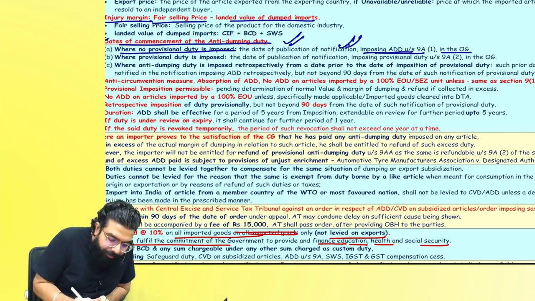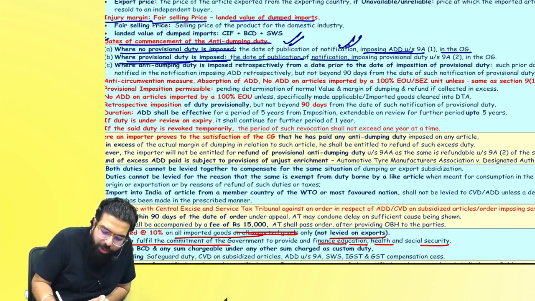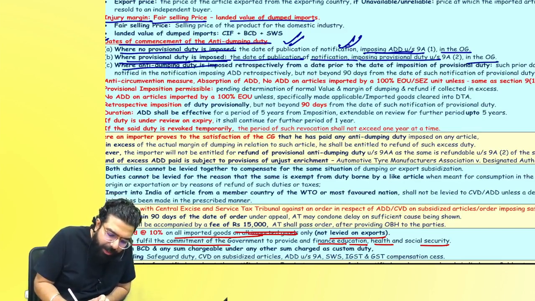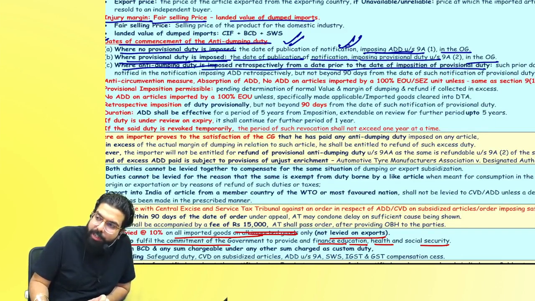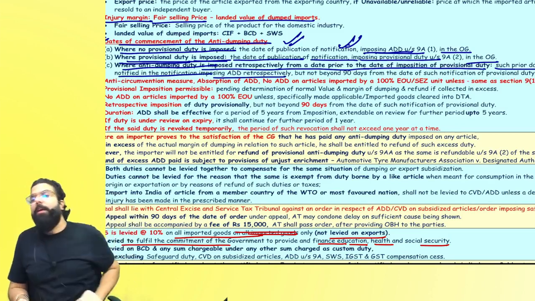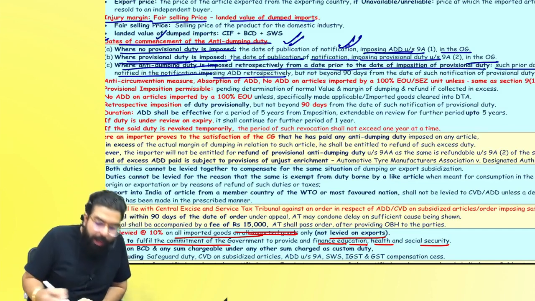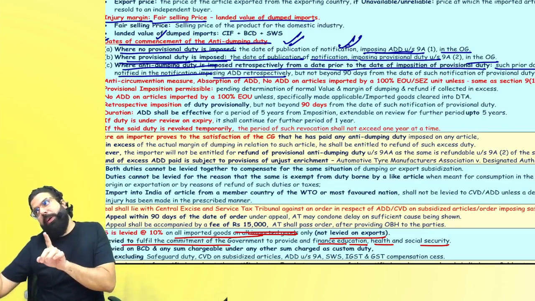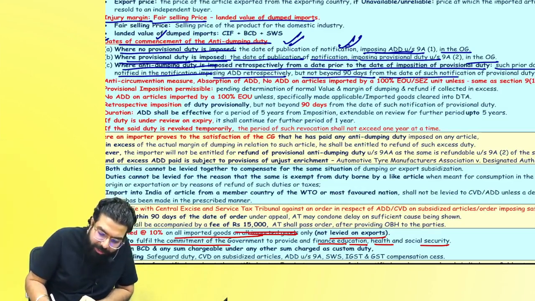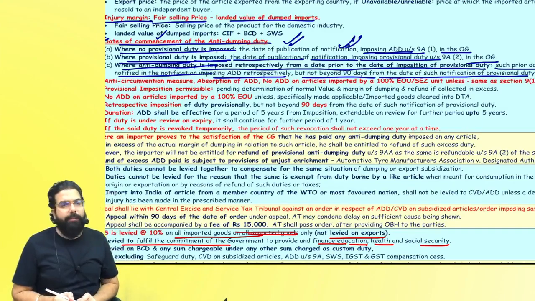Sir, when provisional duty is imposed, the date of publication of the notification imposing provisional duty in the official gazette, when anti-dumping duty is imposed retrospectively from a date prior to the date of imposition of the duty provisionally, such prior date as may be notified in the notification imposing anti-dumping duty retrospectively. Sir, what is the date of commencement? The date of commencement will be such retrospective date, but not beyond 90 days. Right, everyone? From the date of such notification of provisional duty. Can I go ahead, everyone?